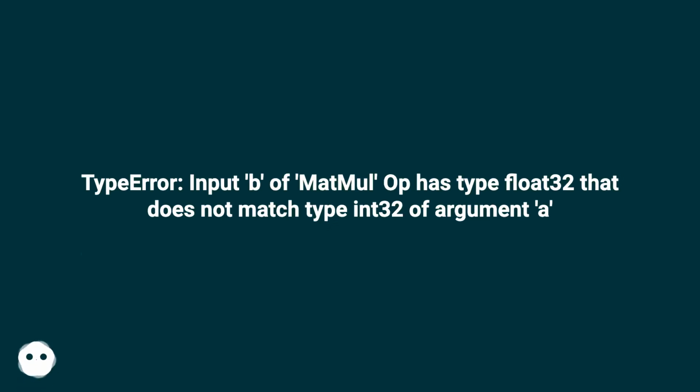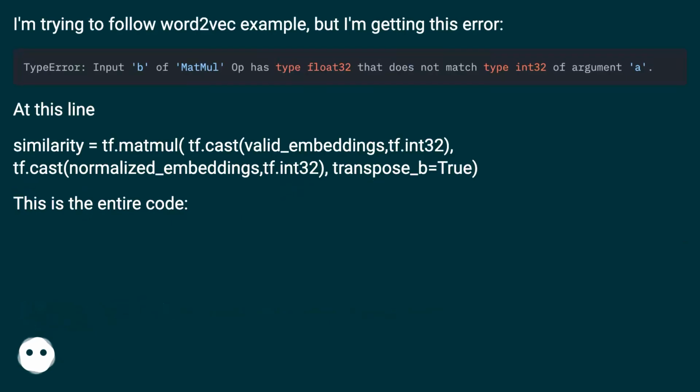TypeError: input B of MatMul Op has type float32 that does not match type int32 of argument A. I'm trying to follow the word2vec example, but I'm getting this error at this line: similarity = tf.matmul.